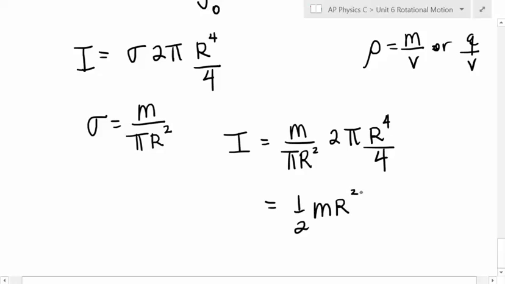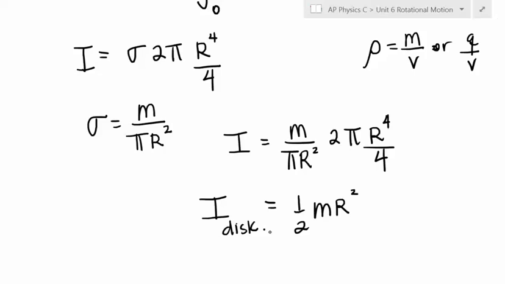Is it 1/2 mr squared? So that's I for a disk. So the moment of inertia of a disk, with the same mass and radius, is half the moment of inertia of a hoop with the same mass and the same radius.